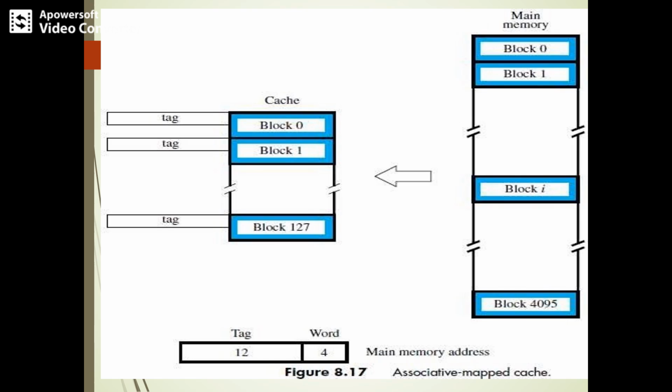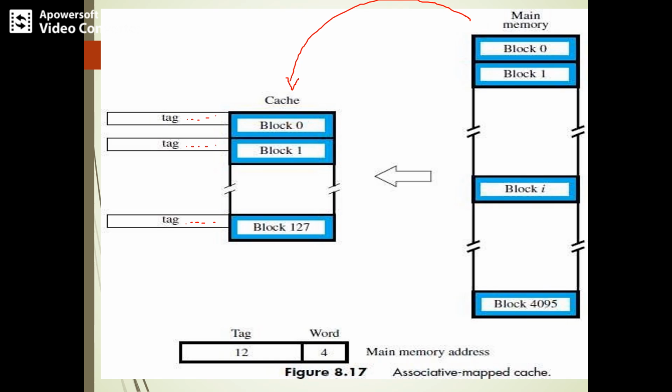Suppose I give tag bit values to the blocks: block 0 gets some tag bit value, block 1 gets some tag bit value, similarly block 127 gets some tag bit value. Whenever a block of data needs to be copied from the main memory into the cache, the processor will issue the tag bits for the blocks of information within the main memory.